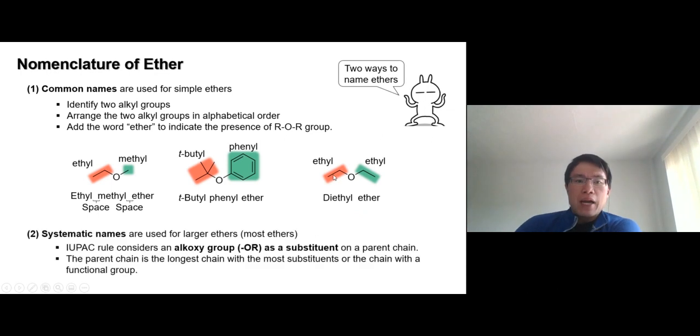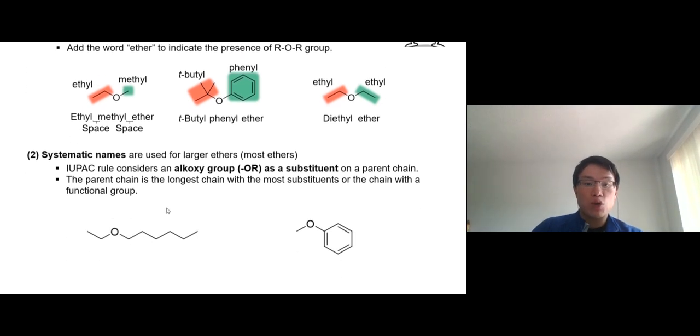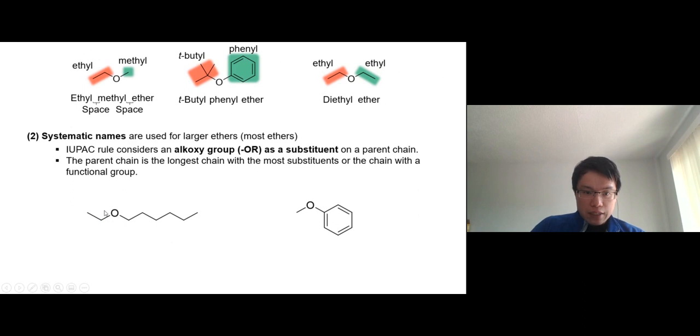All right, the systematic name. IUPAC views the ether group as a substituent called an alkoxy group. So the alkyl group and the oxygen together are called alkoxy, like methoxy, ethoxy, and phenoxy from the phenyl ring and the oxygen. The rest is the parent chain, which is the longest chain, just like alkane. Let's take a look. Look for the longest chain. This guy's a substituent. So the longest chain is hexane.